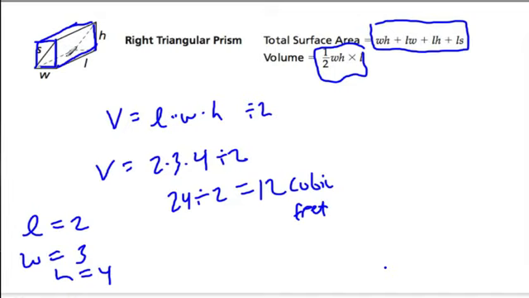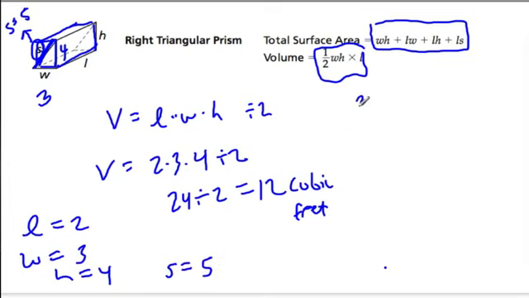Now the total surface area here, all they're really doing is adding up the values of all the faces. Our only new variable is S for side, which refers to this part right here. So our width is 3, and our height is 4. And so a property of right triangles is that this side has to be 5. So let's write that in here. S is 5.